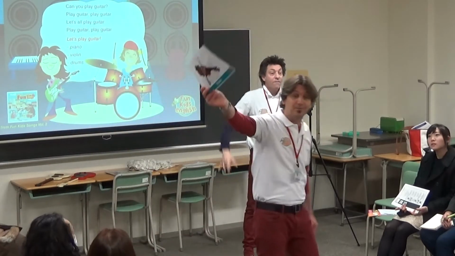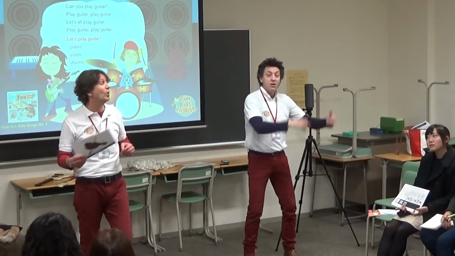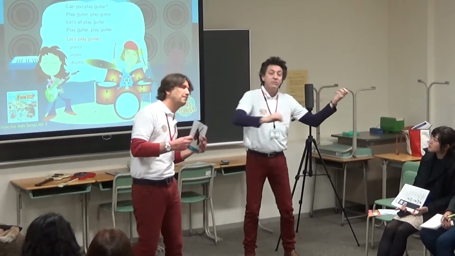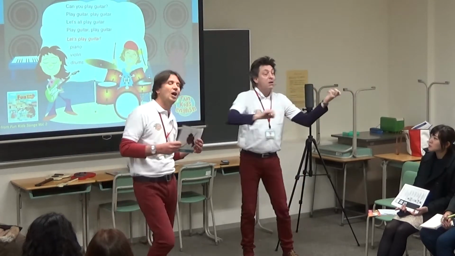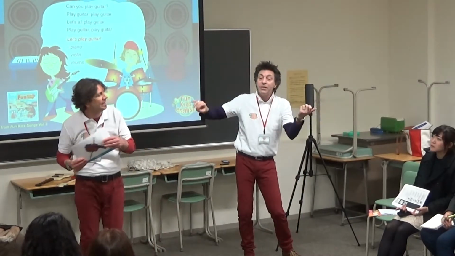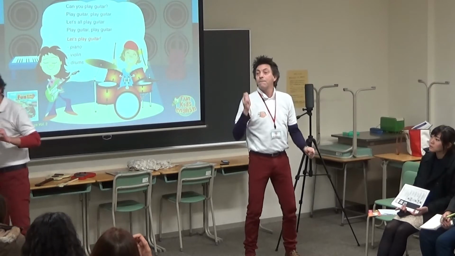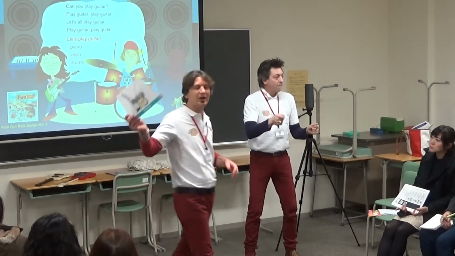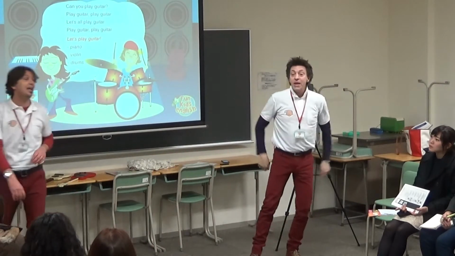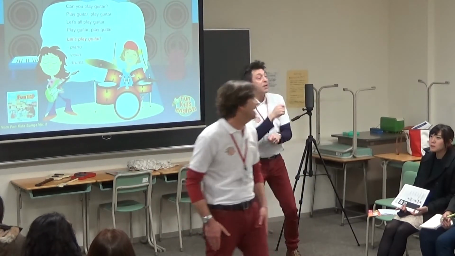Okay, what is it, guys? Violin. Violin. Can you play violin? Play violin. Play violin. Let's all play violin. Play violin. Okay, we've got one more. 4 pieces of vocabulary in this song. What's this one? Drums. Drums, drums, drums. Can you play the drums? Play the drums. Play the drums.